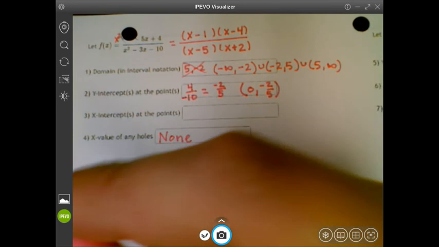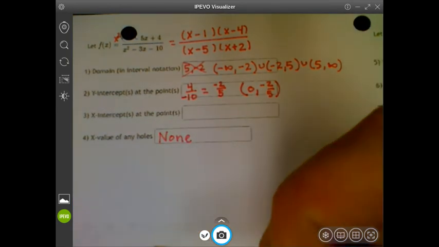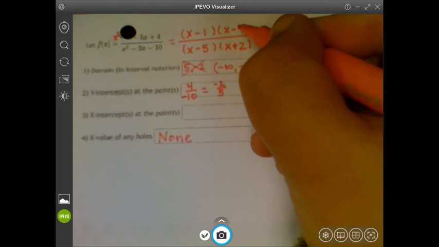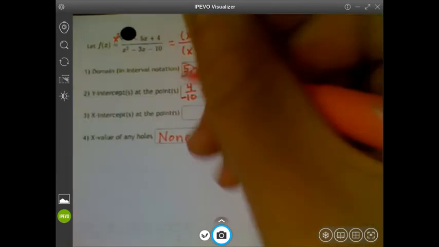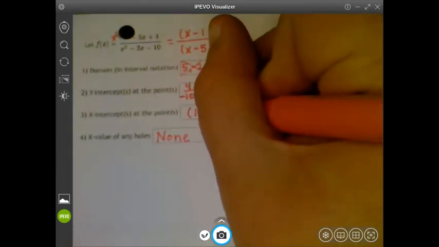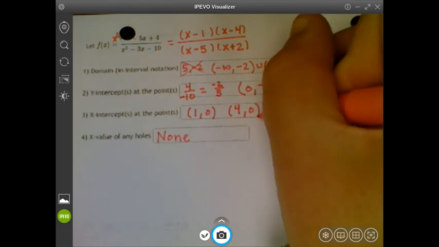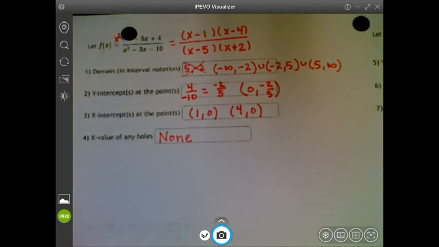So the x-intercepts are, if you go back to your how to find everything, where the numerator is equal to 0. So what two numbers make the numerator equal to 0? Well, that's 1 and 4. Make sure you list them as coordinate points, 1 and 4.